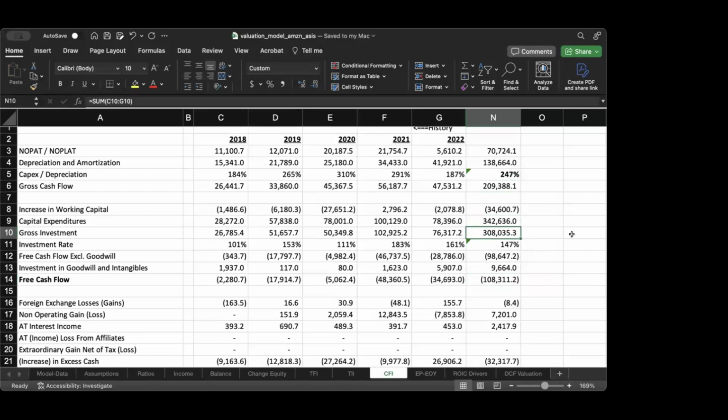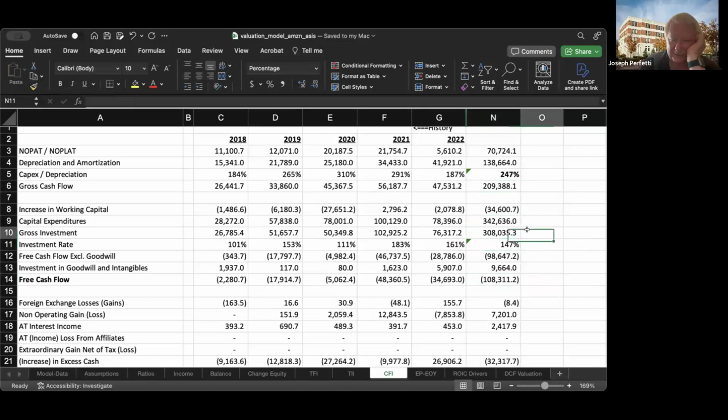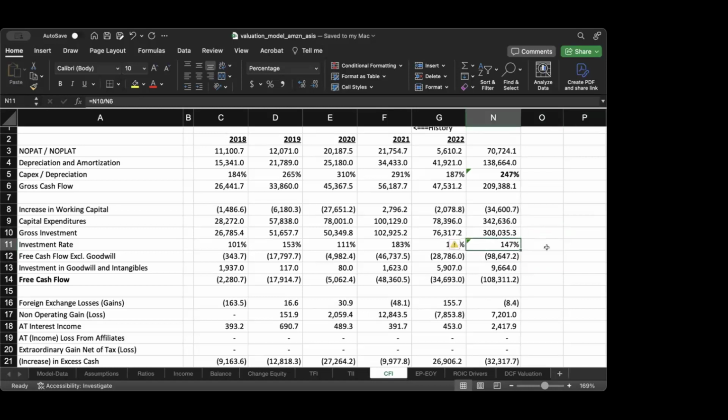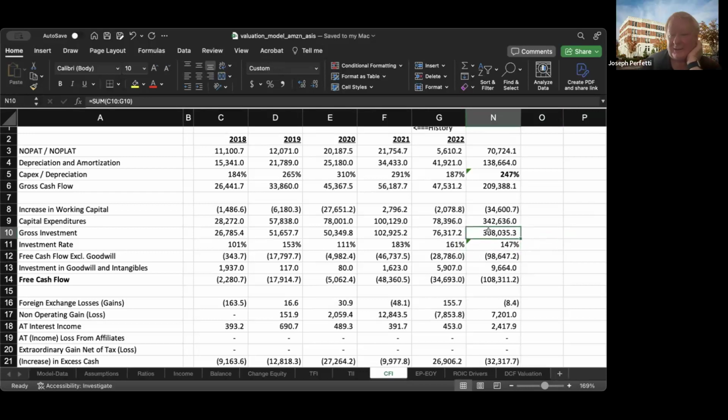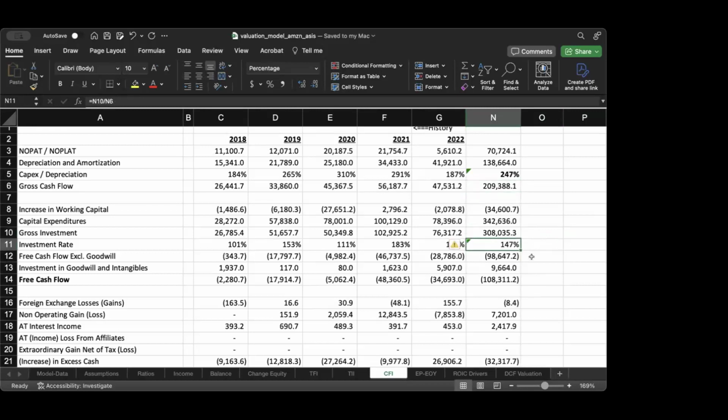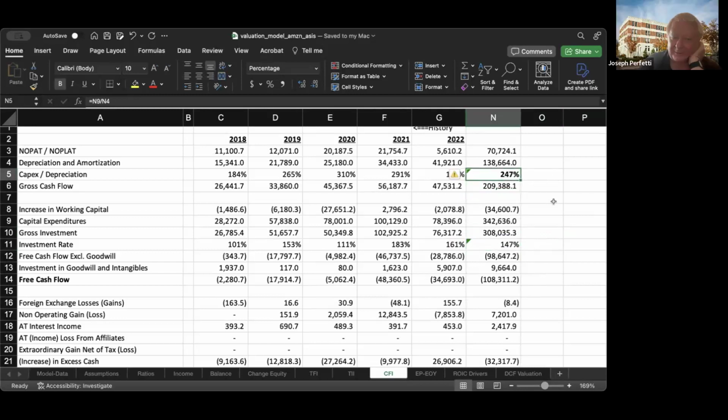Carrying on, they had, make sure you reference that number. Yeah, they had a 147% average investment rate over the 5 years. That's what you just said there. And by the way, don't forget about that one too.